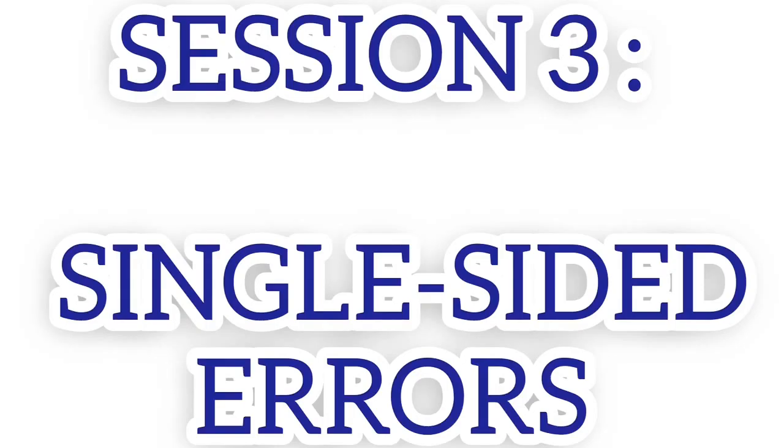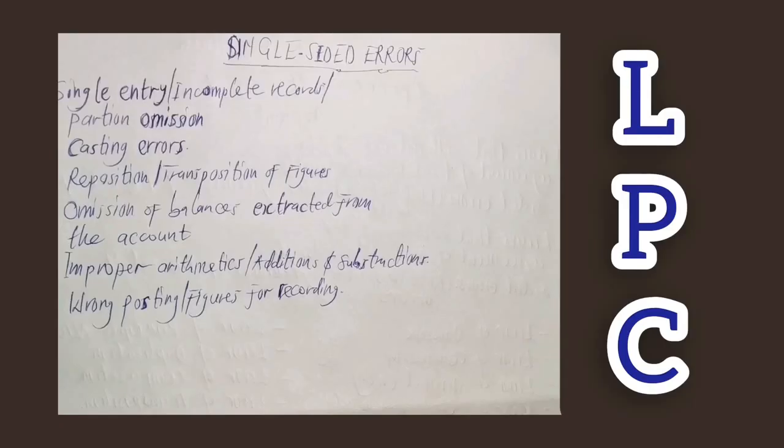So welcome back to another section, and in this video we're looking at single-sided errors, that is, errors that will affect the agreement of the trial balance. That's what we are looking at in this video. Errors that will affect the agreement of the trial balance will draw the trial balance out of order, meaning that the debit and credit won't agree. I hope that is clear, right?